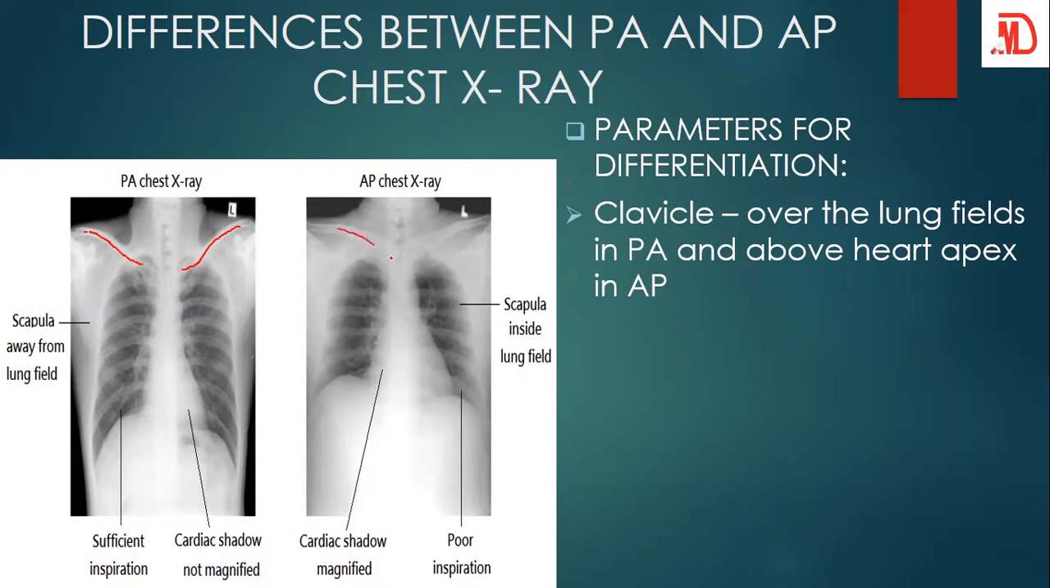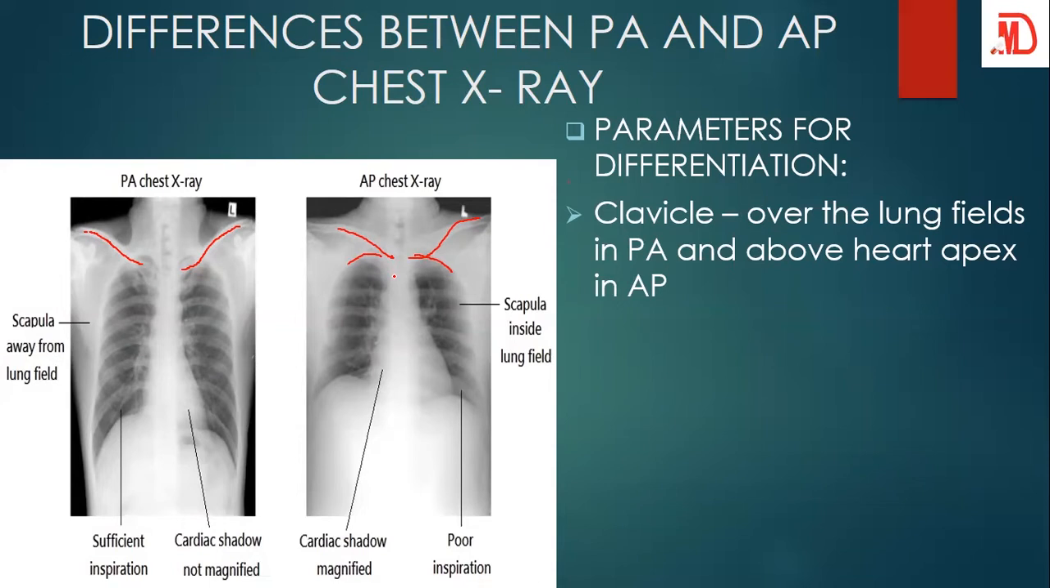Look at this. This is also the clavicle. But you see, this is where the lungs are. Right? So this is just above the heart apex. That's why we say that the clavicle will be seen over the lung fields in an AP view, and to be seen over the heart apex in an AP view.